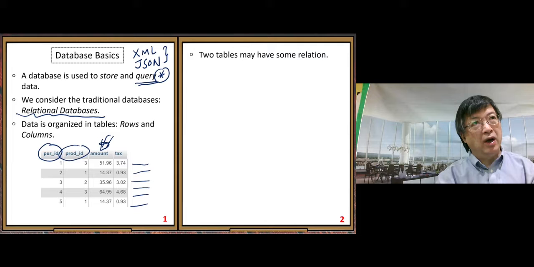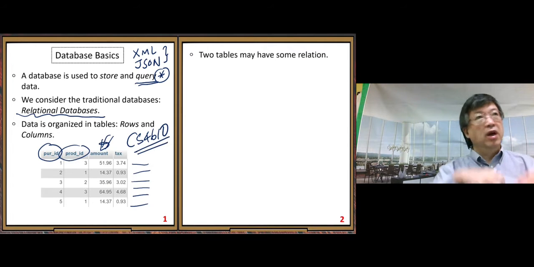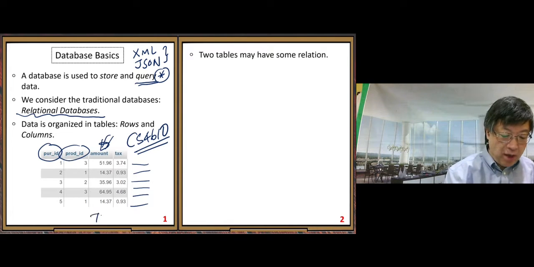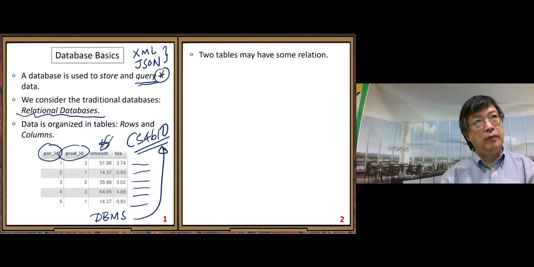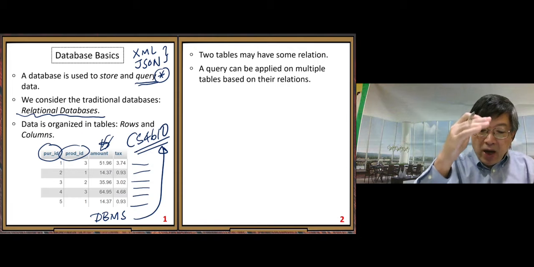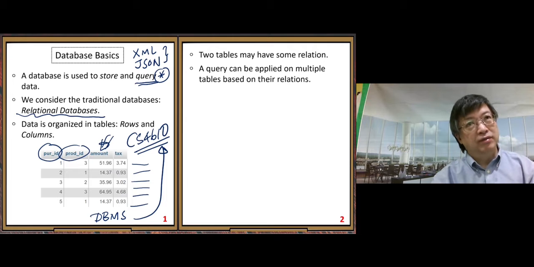If you want to learn those things, we have a database management system course, CS 4610. In that course, you will learn a complete theory of database management system, which we call DBMS. Next, a query can be applied on multiple tables based on their relations. That's the power. You can make that very powerful.